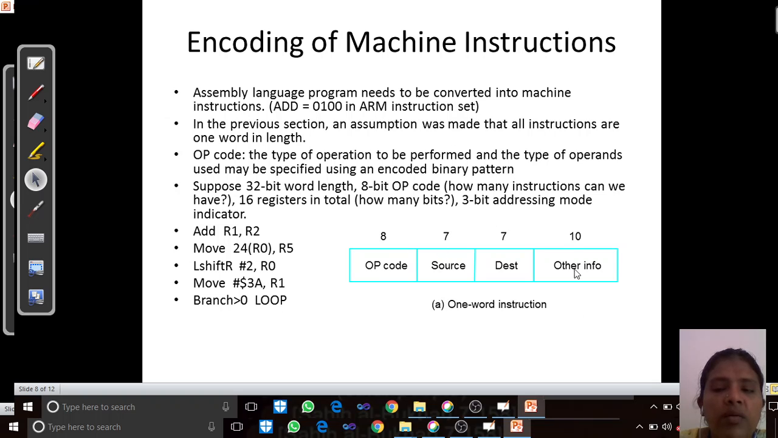In this, in the 4-byte word length, 1 byte will be consumed for the opcode, another for the source operand and destination operand, and another 10 bits will be used for other information. Suppose 32-bit word length, 8-bit opcode, 16 registers in total, and a 3-bit addressing mode indicator is used. Now you can see how add R1, R2 and move 24 are written as a one-word instruction.